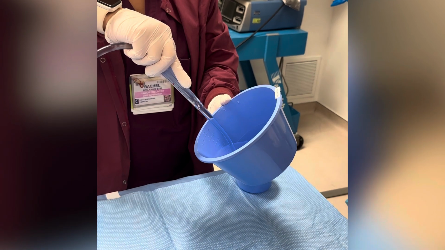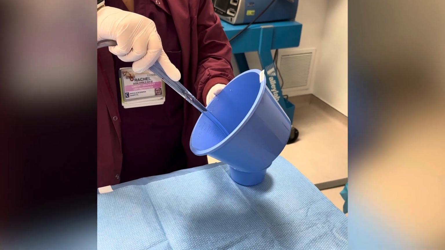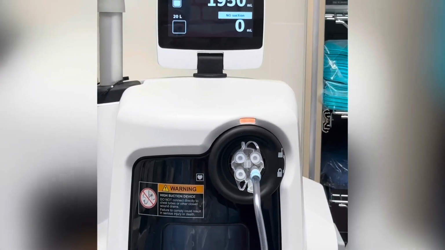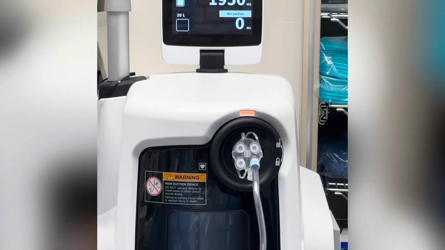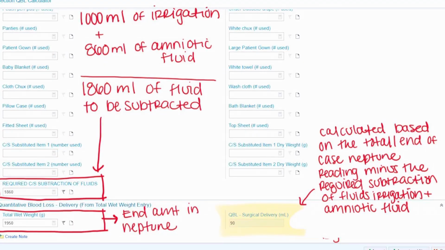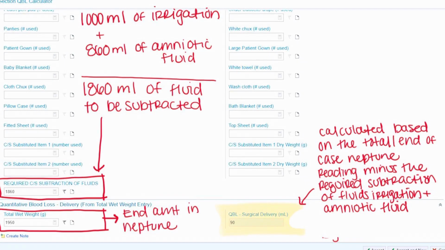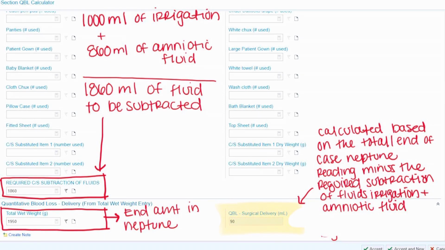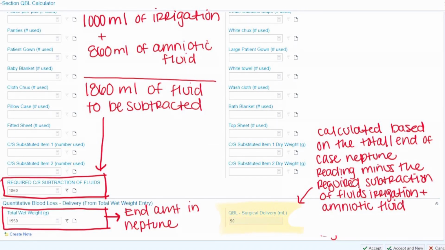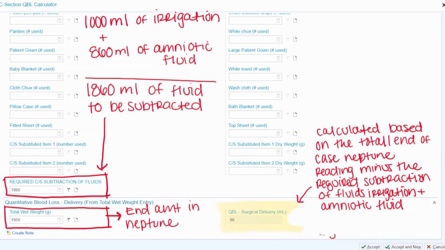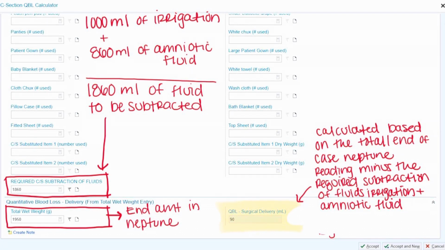We're nearing the end of the case, and the surgical tech begins suctioning up the remaining normal saline. Once all saline has been suctioned, note the new volume on the Neptune, 1950. Now that we have our final Neptune volume, we enter 1860 as the fluid to be subtracted. This number includes the 1,000 mLs of irrigation and 860 mLs of amniotic fluid. We enter our final Neptune volume of 1950 as the total wet weight. Hit accept.